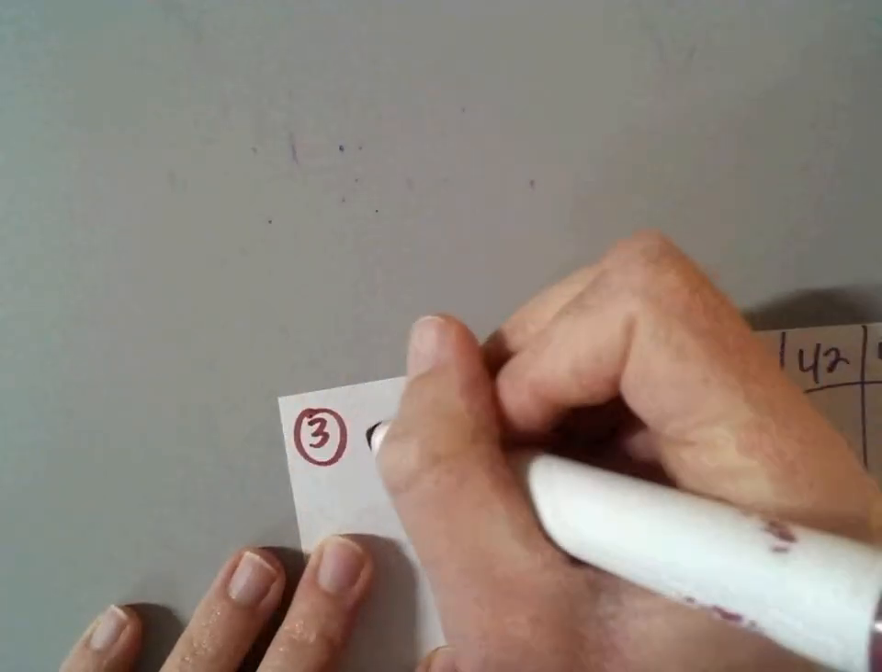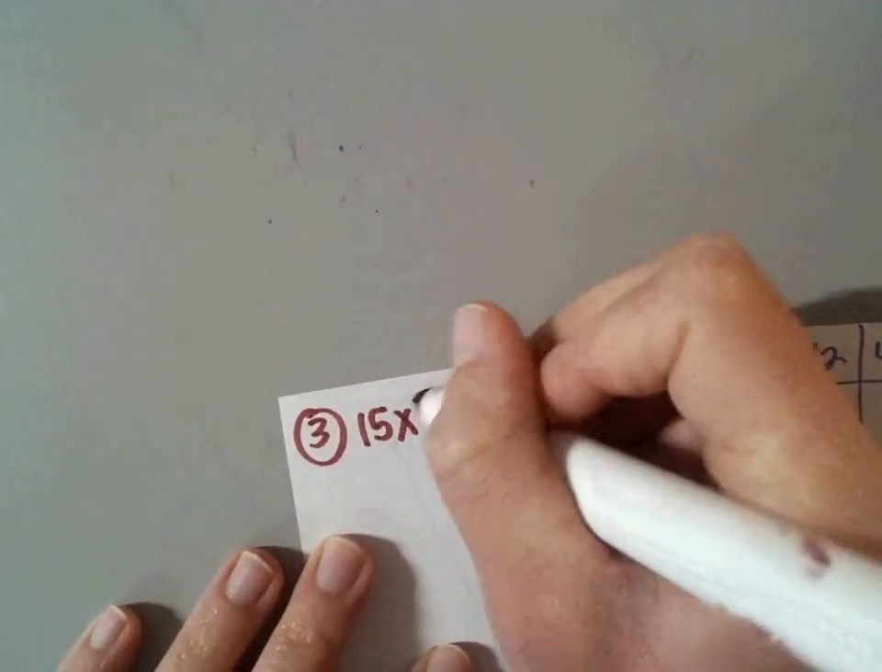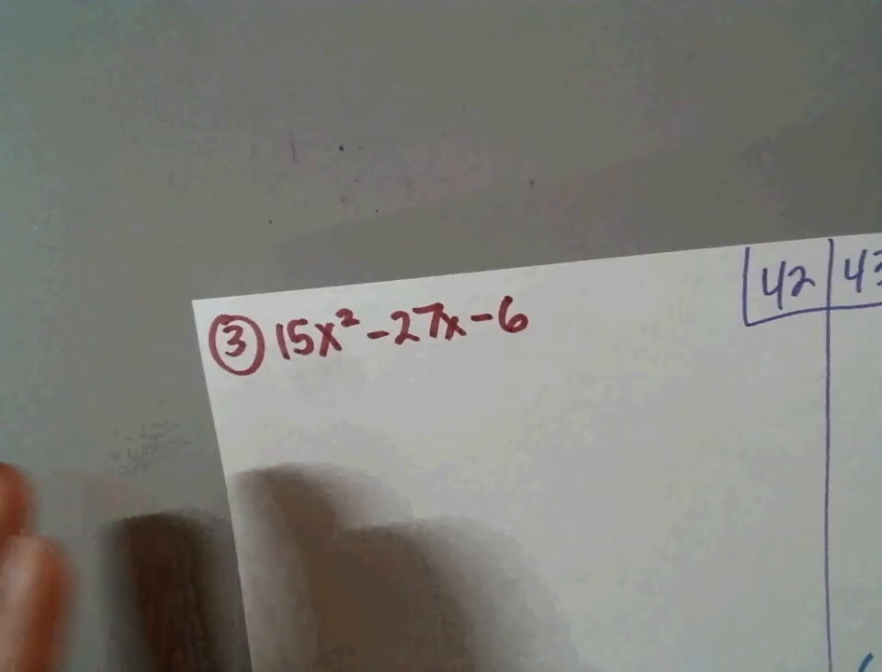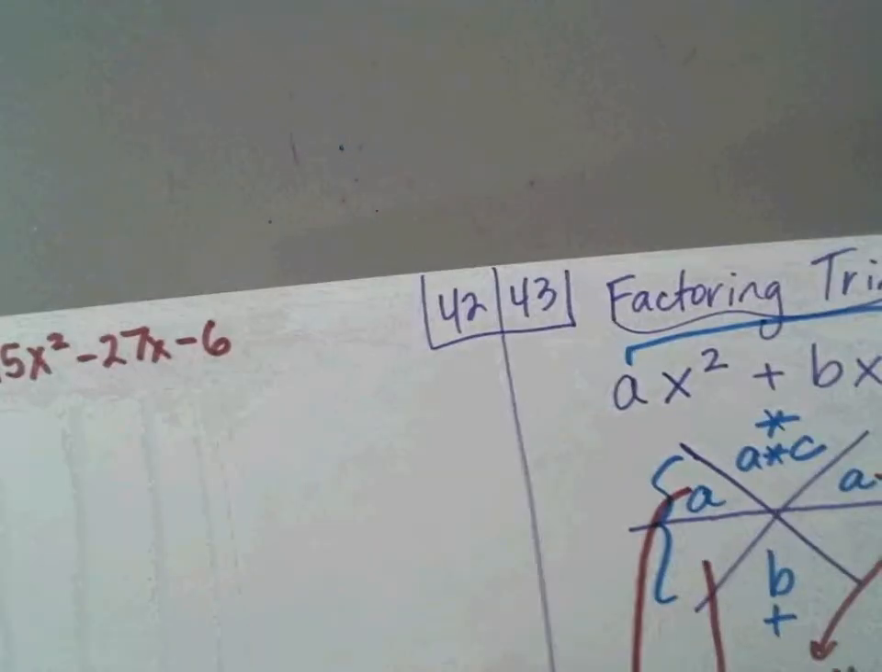Number 3, 15x squared minus 27x. I needed more space. It doesn't matter to me if you need a new page or if you want to keep writing it over there.